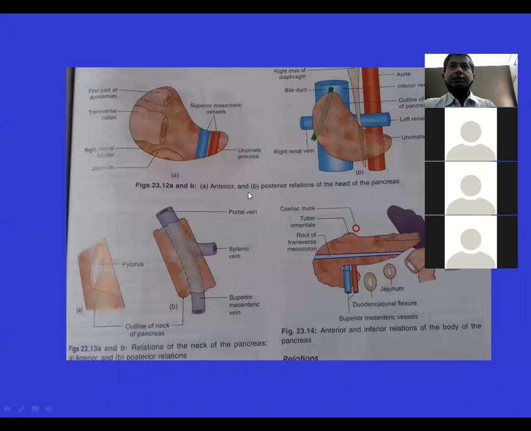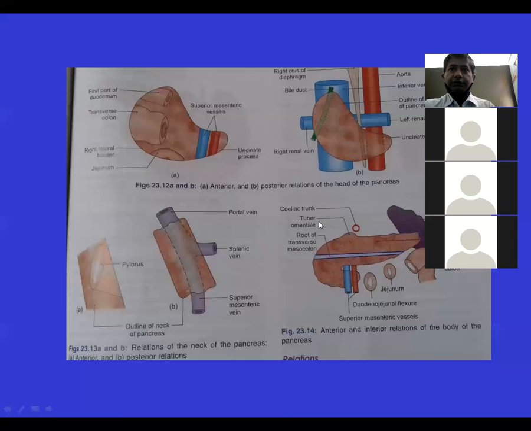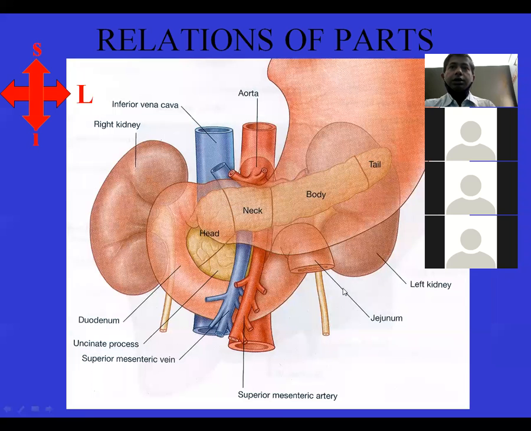Whereas now coming to the surface relations. Anteriorly, the body is related with the stomach, whereas posteriorly it is related with the inferior vena cava. Are you able to see the inferior vena cava? Yes or no? Are you able to see the inferior vena cava? So this is the inferior vena cava.